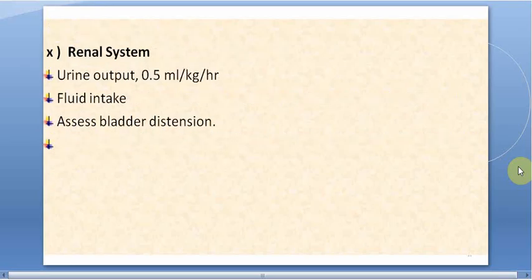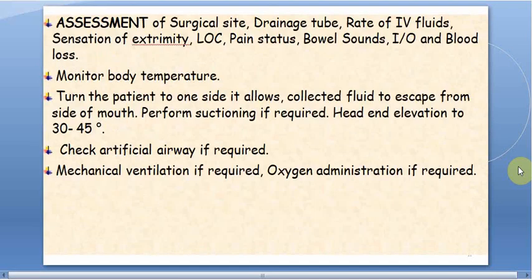Next is renal. I have already almost told this. Normally, the urine output has to be 0.5 ml per kg per hour. If it is less than that, you will have to immediately inform the physician. The patient may have to undergo dialysis or other measures. Give adequate fluids to the patient only on the surgeon's advice, and then you have to assess for bladder distension. Bladder distension is usually present when the person is not able to empty his bladder. It is commonly seen during urine retention.